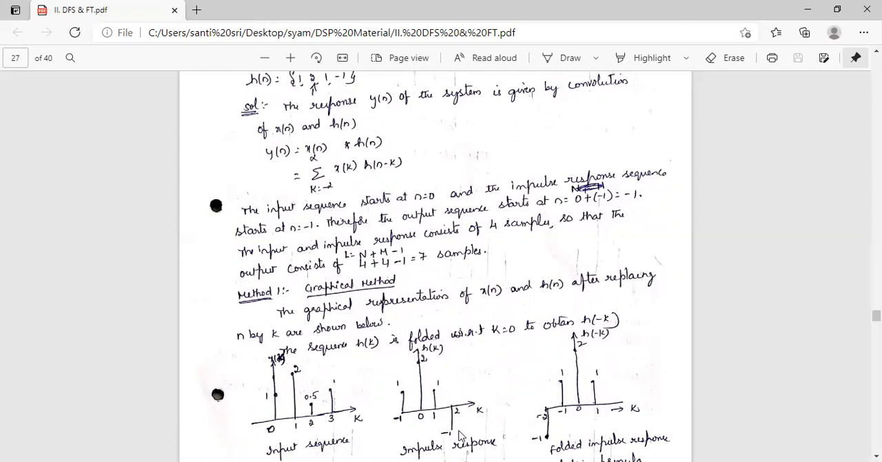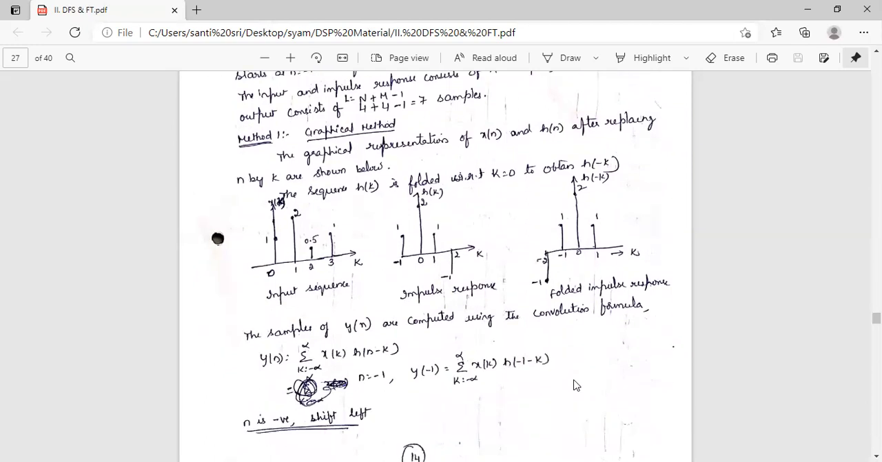From this we have to draw h of minus k. It is nothing but the reversal of h of k. At minus 1 its value is minus 1. h of minus k is its mirror image, so its mirror image is like this: the folded impulse response. The samples of y of n are computed using the convolution formula, that is y of n is equal to the sum over k from minus infinity of x of k into h of n minus k. So the x of k value is already given.